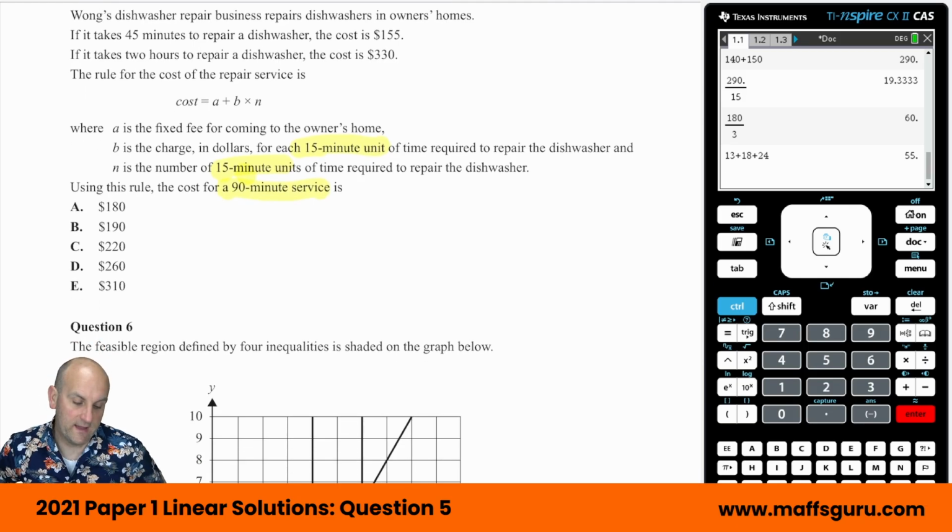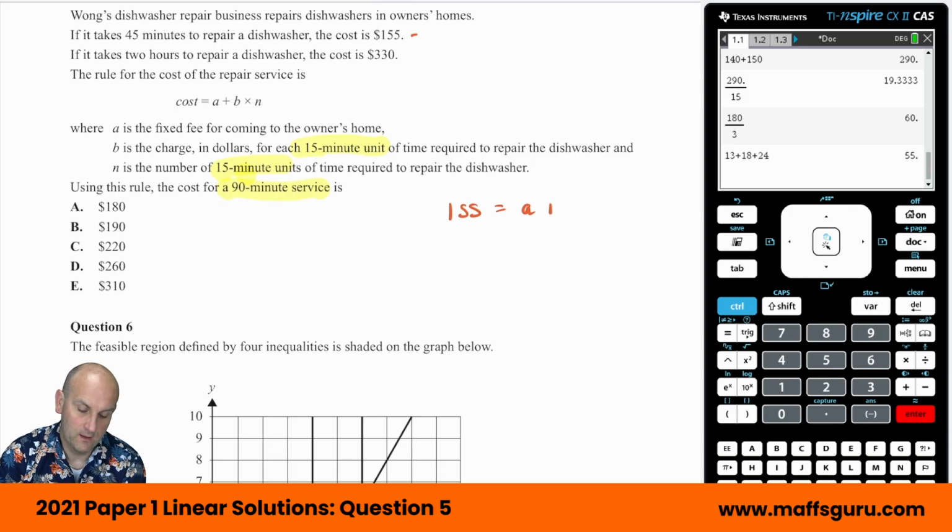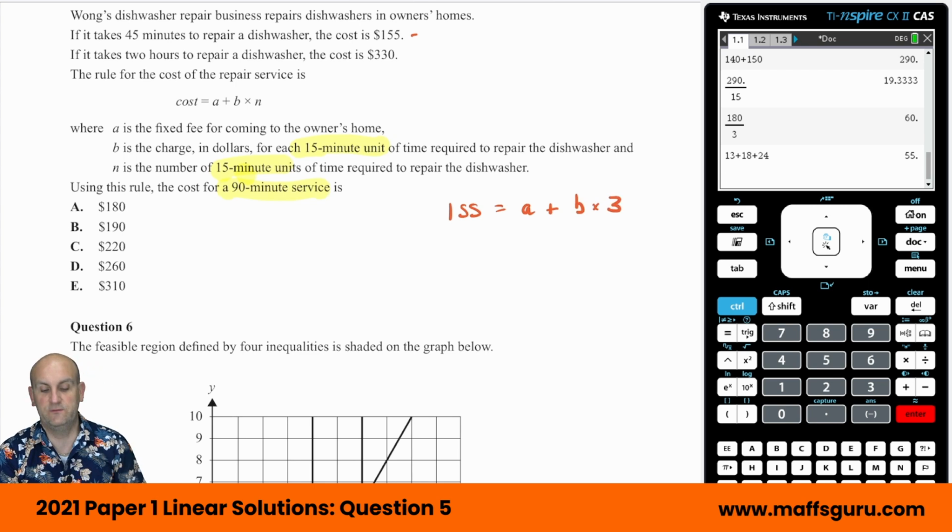All right, so let's go back and substitute in what we've got. I'm going to come up with two equations here. Looking at the first one, we know that $155 is equal to the fixed cost, which we don't know yet, so let's call that A, plus B times N. B is the charge in dollars for each 15-minute unit of time, which we also don't know, so we're going to find B. We multiply that by N, the number of 15-minute intervals. Because it takes 45 minutes, there are 3 15-minute intervals. So there's one of my equations.